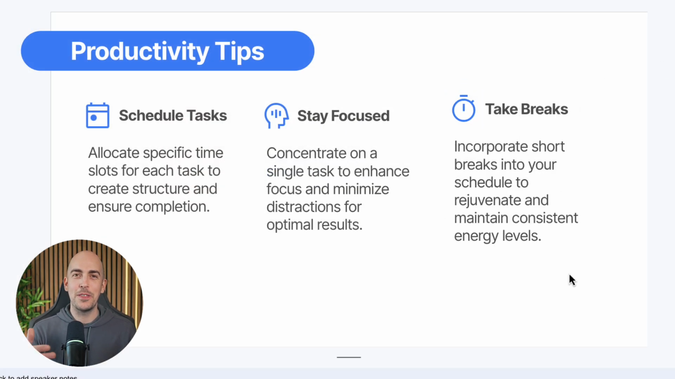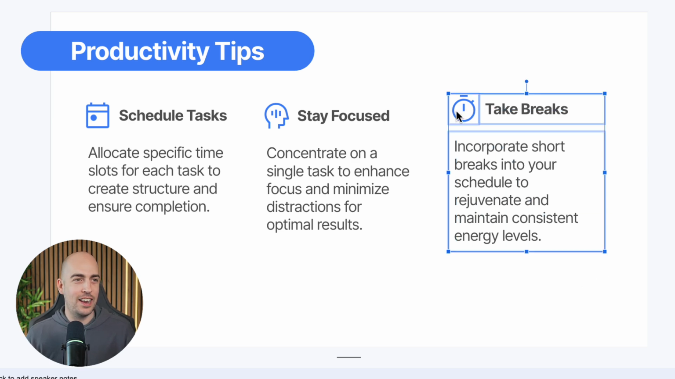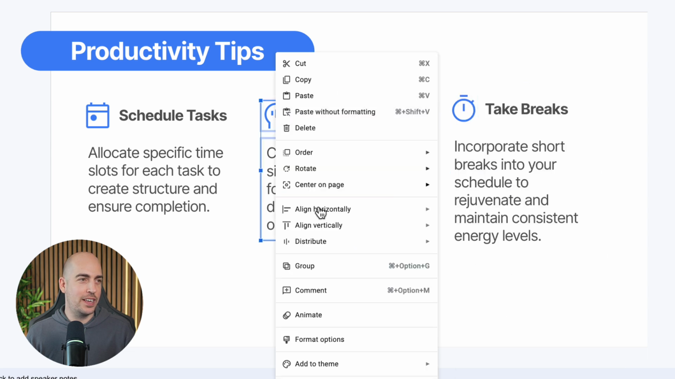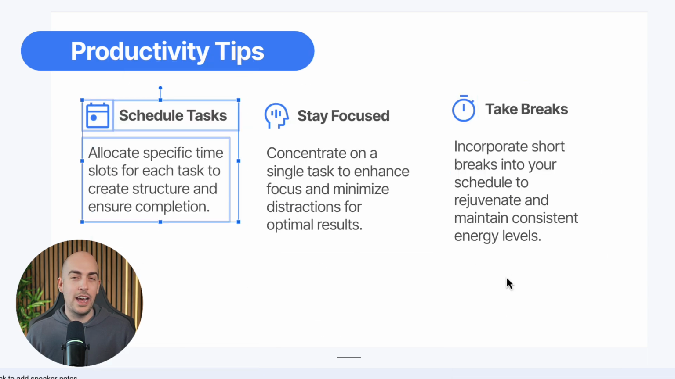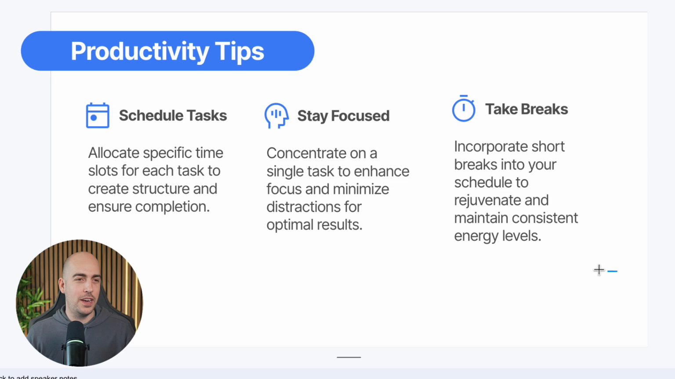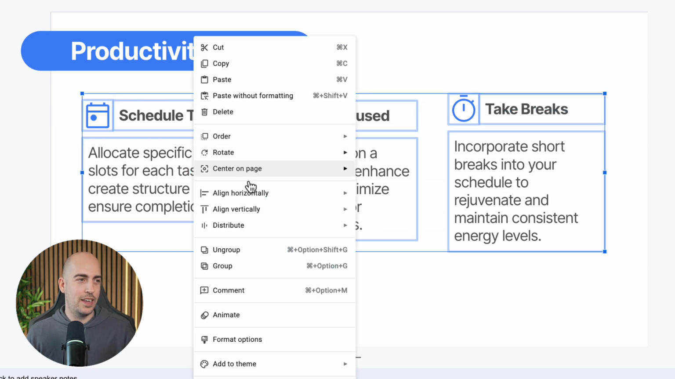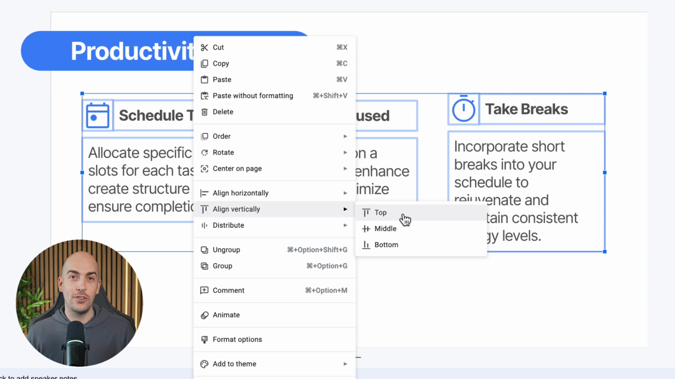All right, now that I've got my three different points on the slide, I want to group each three into its own group. So I click and drag to highlight all the items, right click and choose group, and do that again for the other two. And now I'm going to use one of those tricks from earlier. I'm going to click and highlight all of these groups, choose right click, and then align vertically and choose top.